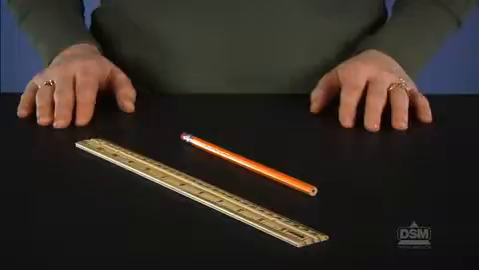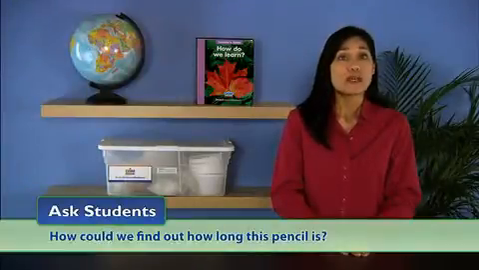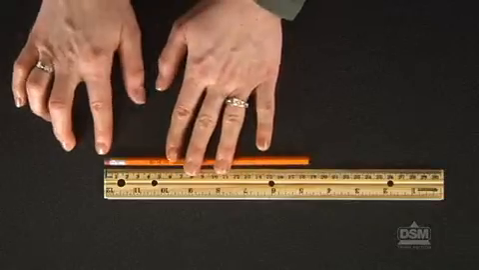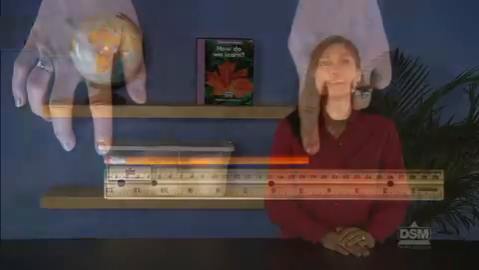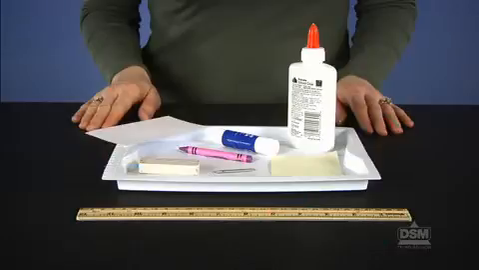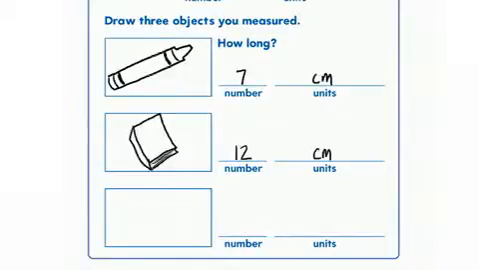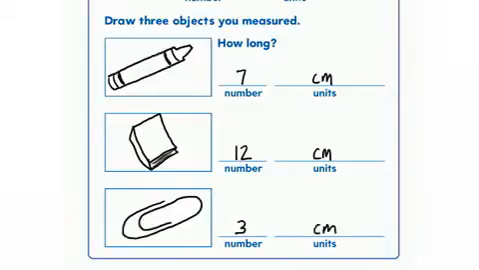Distribute a primary ruler and unsharpened pencil to each team. Ask students, how could we find out how long this pencil is? Tell students to measure their pencils and record the results on their activity sheet. Next, distribute one tray of objects to each team. Allow students a few minutes to study the objects, then have them take turns measuring the objects and recording the measurements, both numbers and units, on their activity sheets.